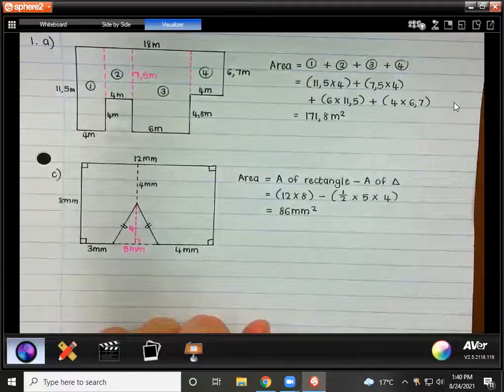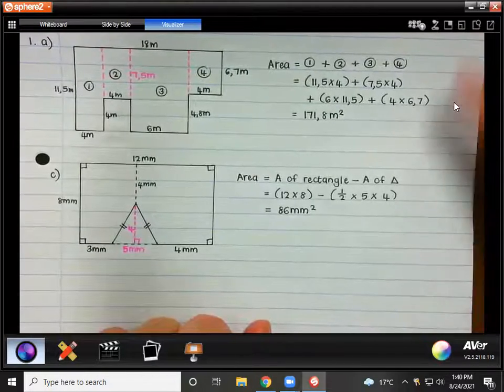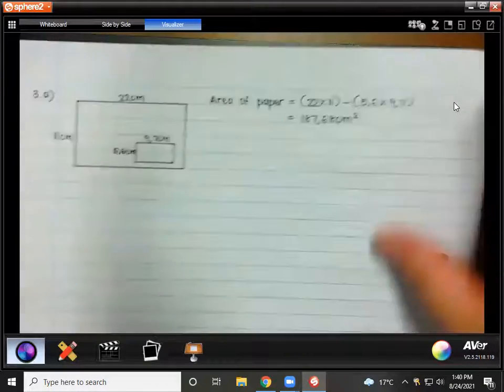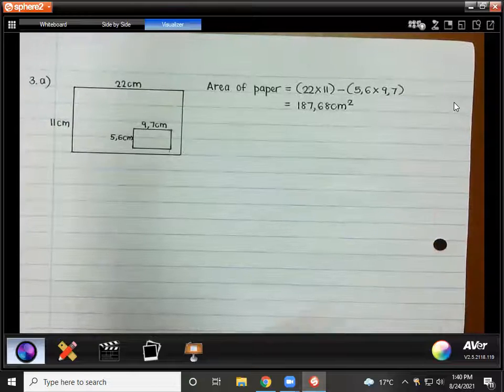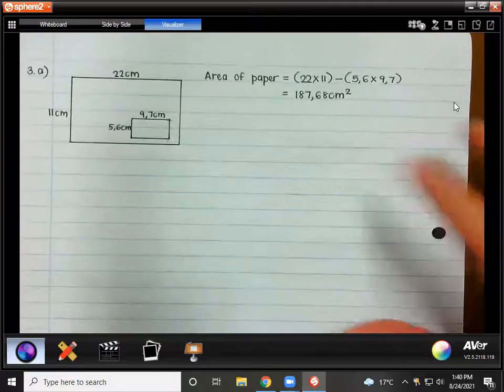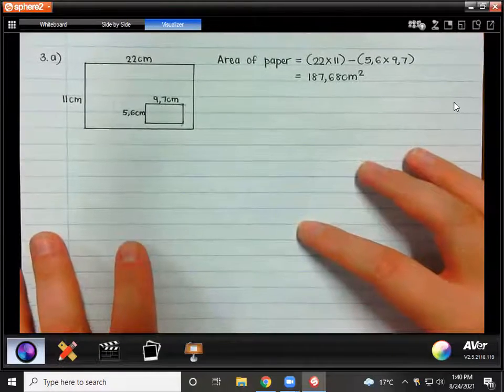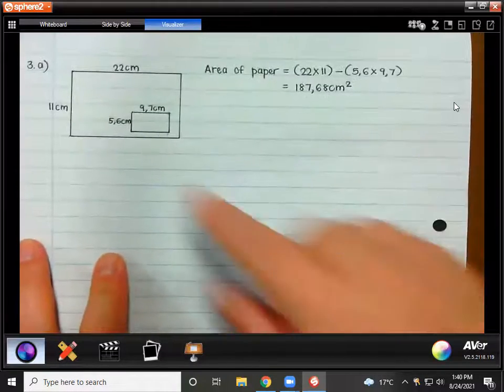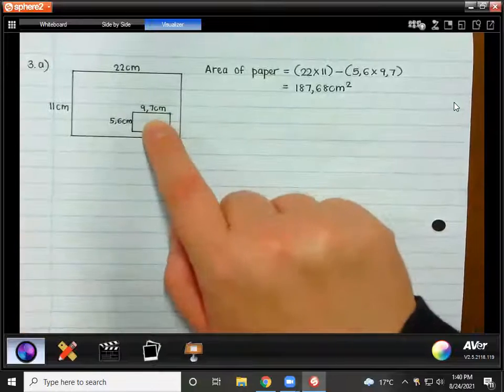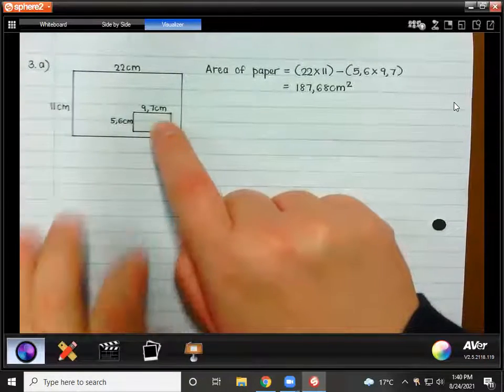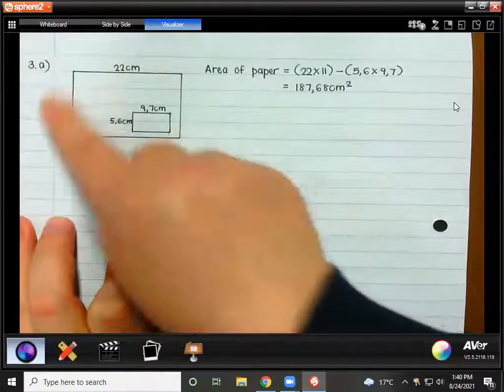Any questions on this one? All right, then the last one that you had to do was 3A. So this was an envelope, and I don't know if you guys have seen envelopes like those before. I don't know if they're still being used, but it's a paper envelope and then there's a little plastic see-through cutout on the front. All right, so they just wanted the area of the paper.